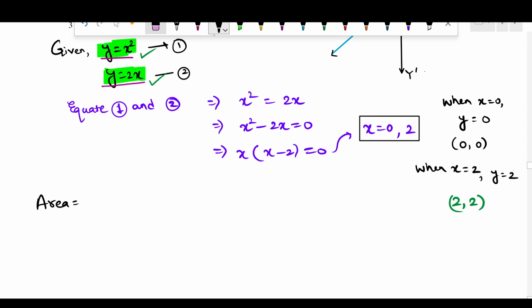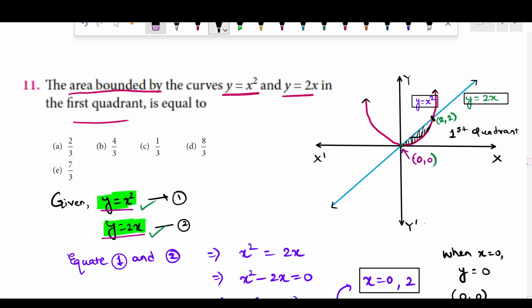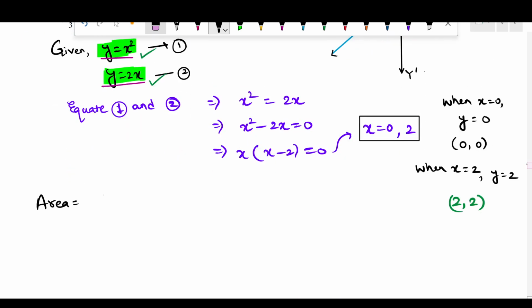Now comes the area part. The area will be equal to, if you integrate it along dx, means integrate along dx. So this point is also 2. Sorry, this point is 0 to 2, right? So the integration will be from 0 to 2.